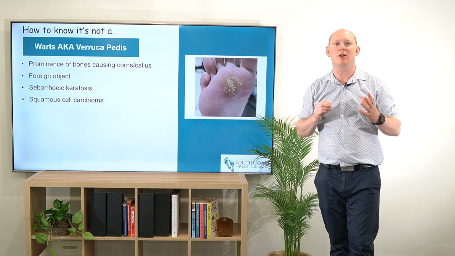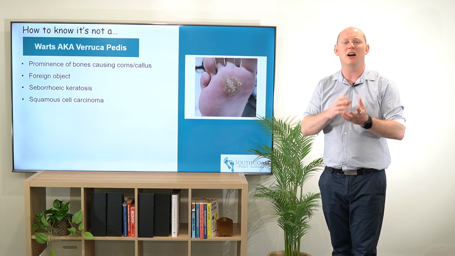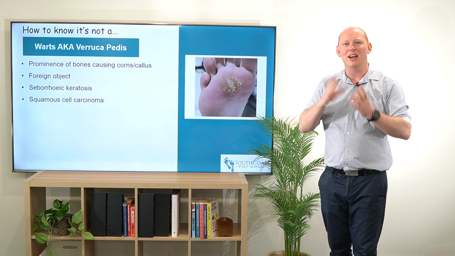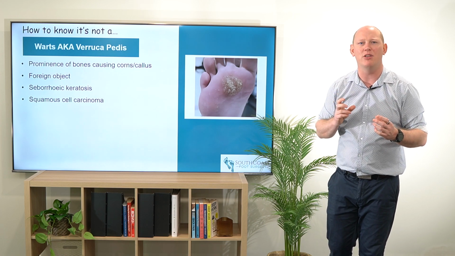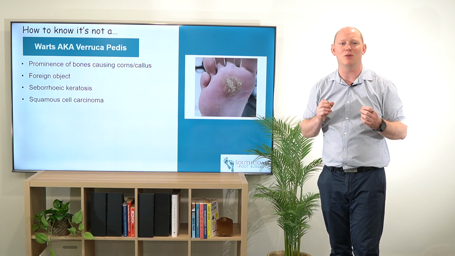Now, with seborrhoeic keratosis, it's typically a nice benign lesion, a little bit darker, potentially a bit waxy, and so that can be a bit of a telltale that it's not a wart. You're not necessarily going to see those skin striation changes that we're looking at.